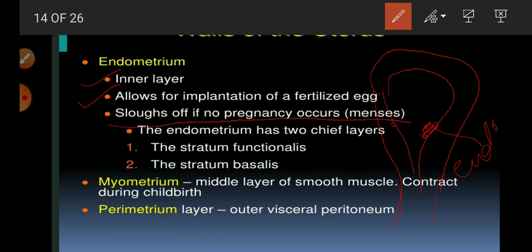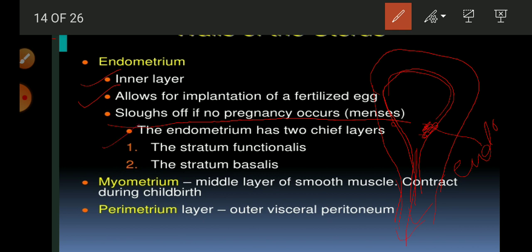In this cycle, the bleeding occurs on a monthly basis. So when there is no pregnancy, the monthly cycle repeats after every month, and this layer sheds off with the blood.